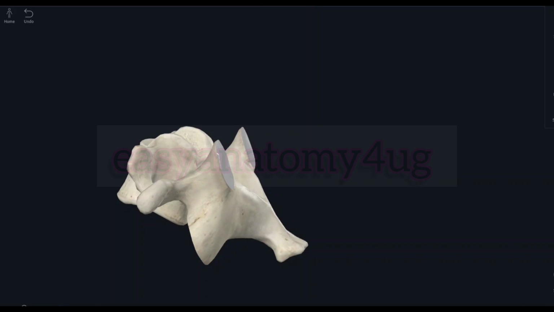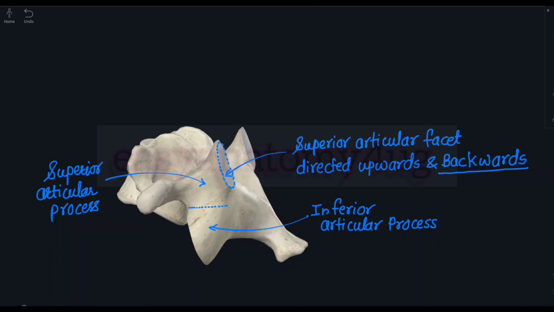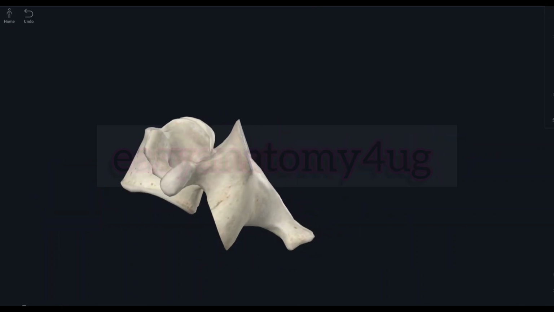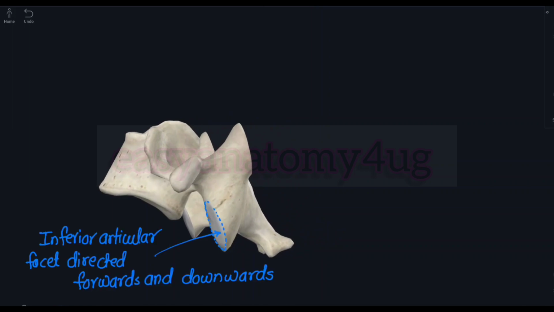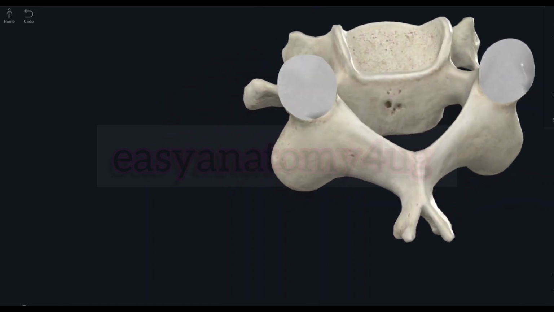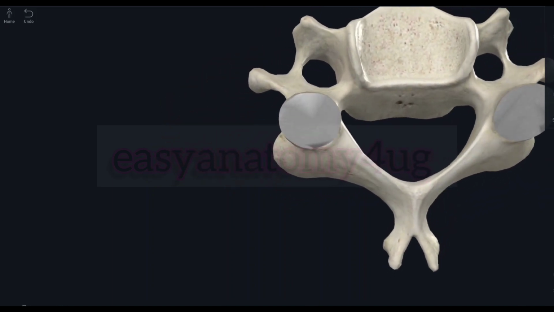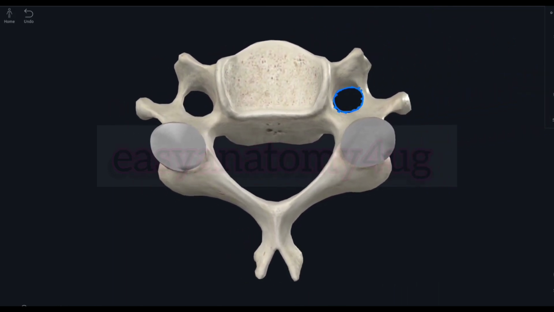The superior articular facet present on the superior articular process is directed upwards and backwards, whereas the inferior articular facet present on the inferior articular process is directed forwards and downwards. Another characteristic feature of the cervical vertebra is the foramen transversarium present in the transverse process.